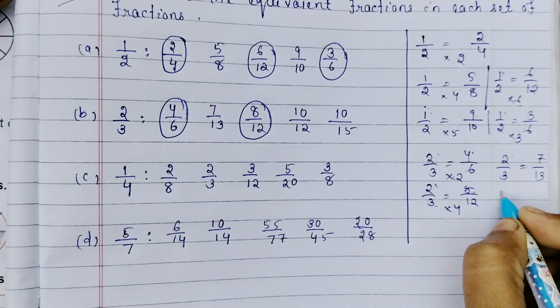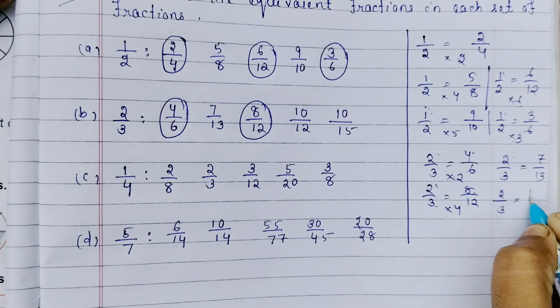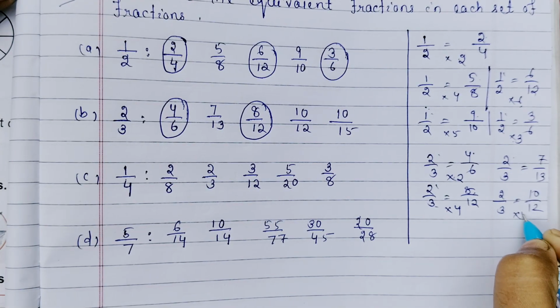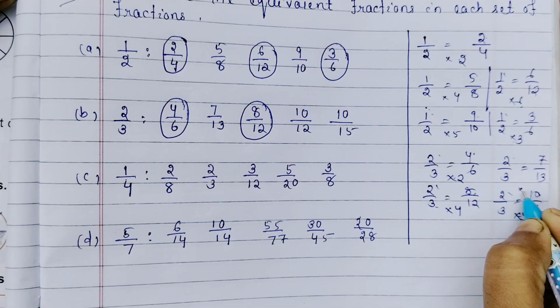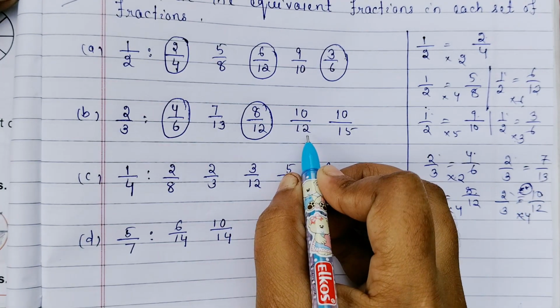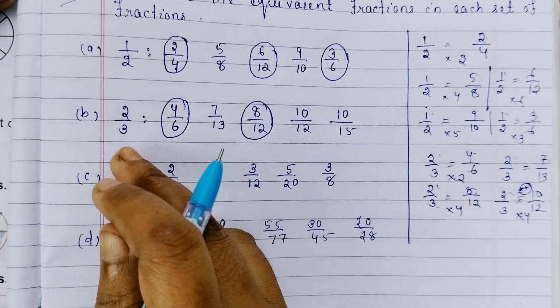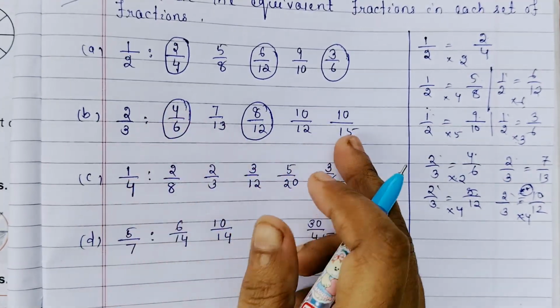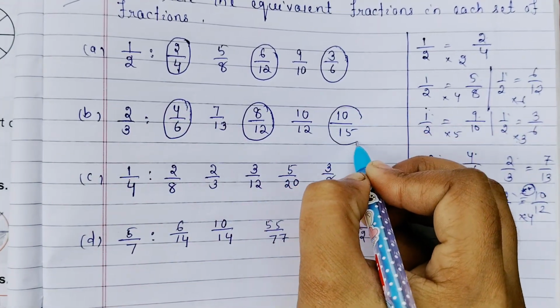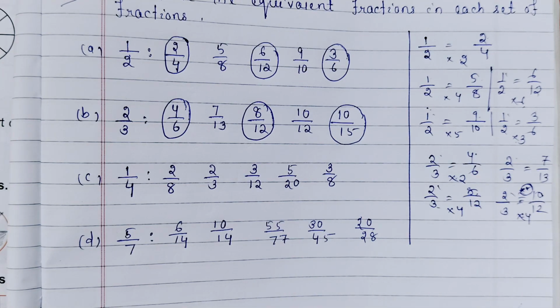Then 10 by 12. 2 by 3 equals 10 by 12. 3 times 4 is 12. Then 2 times 4 is 8. But it is written 10. So it is not an equivalent function. Then 10 by 15. 3 times 5 is 15. 2 times 5 is 10. So it is also an equivalent function.